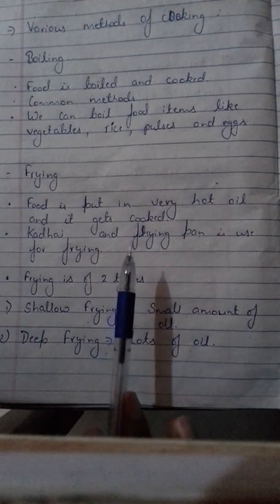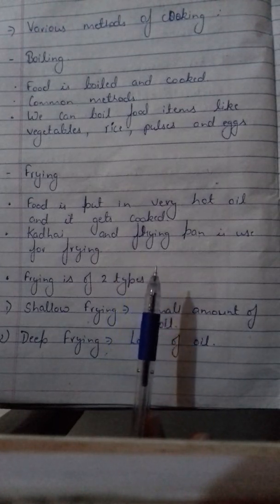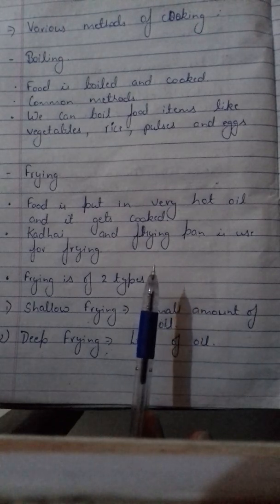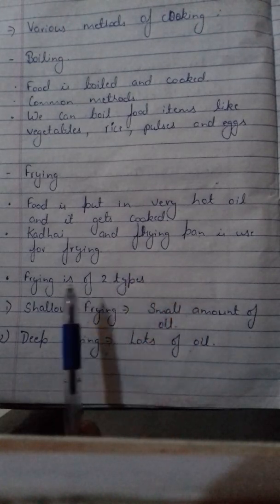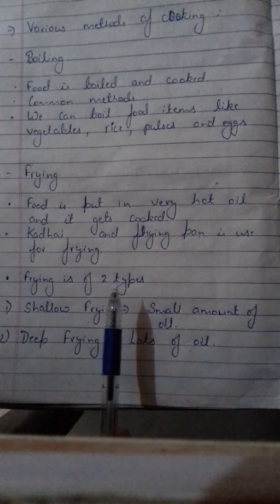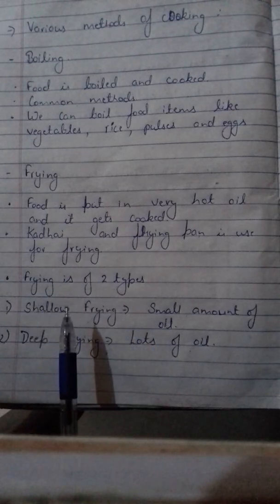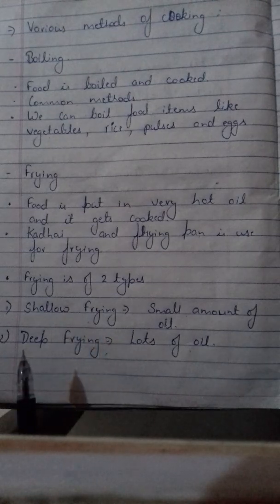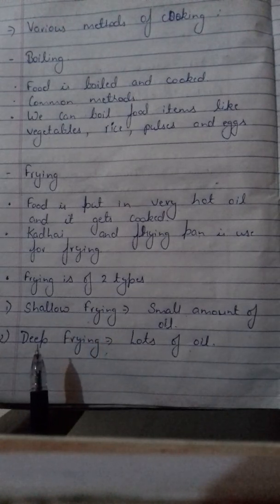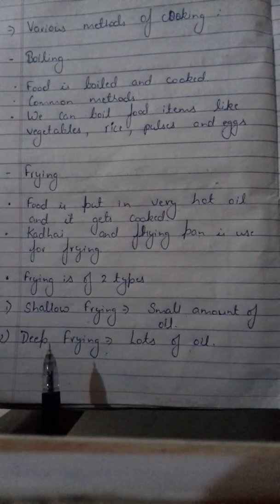So, what is frying? In frying, food is cooked by putting it in hot oil. And frying is of two types, shallow frying and deep frying. In shallow frying, a small amount of oil is required, whereas in deep frying, lots of oil is required.